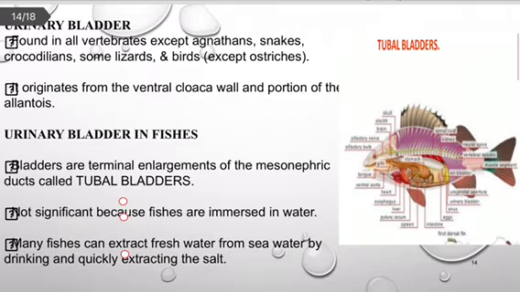The urinary bladder in fishes is not significant because fishes are immersed in water. Many fishes can actually extract fresh water from salt water, and as they drink water, they concentrate. They can extract the salt from the water because of this tubal bladder that they have.